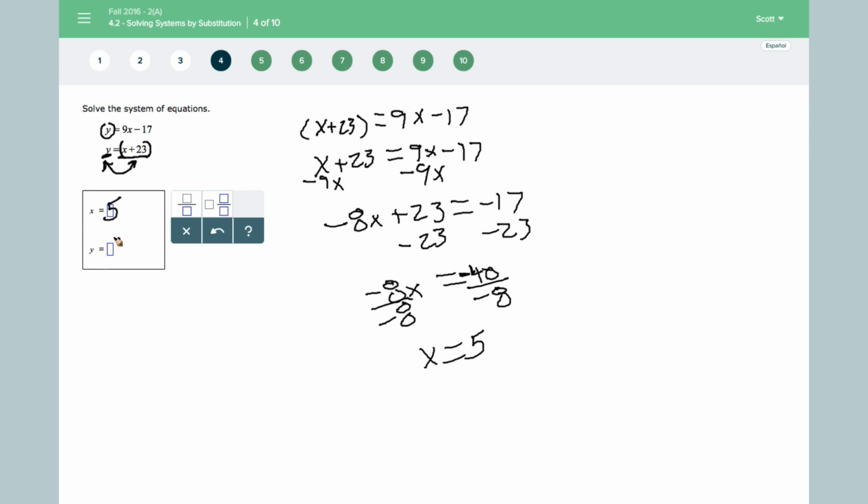But we notice it wants another answer. It wants y. So what we do is we take this number right here, what we know x equals, and we plug it in right here for x, giving us 5 plus 23. We just replaced the x right there. What's 5 plus 23? Well, that's 28. So that gives me my y.